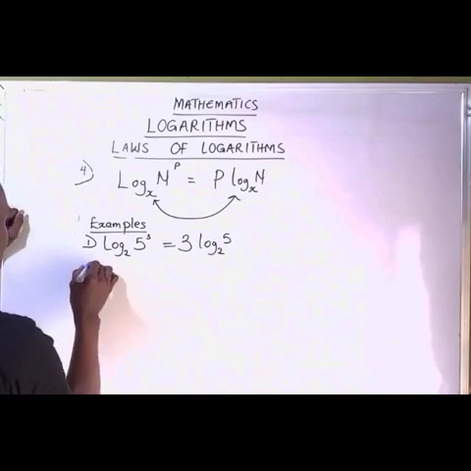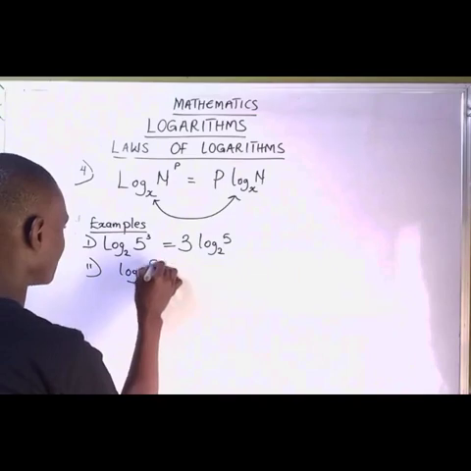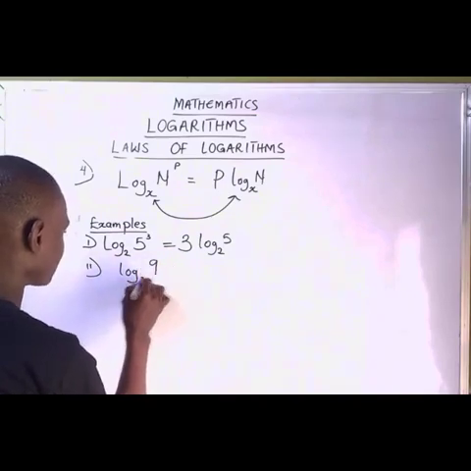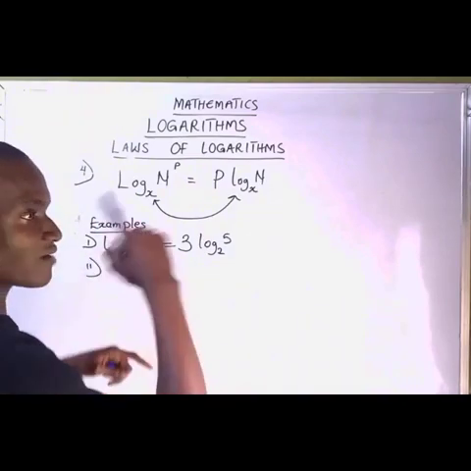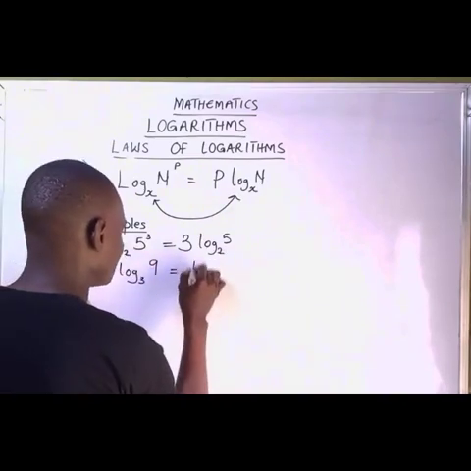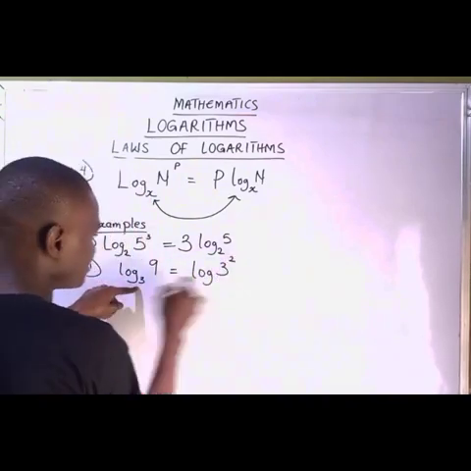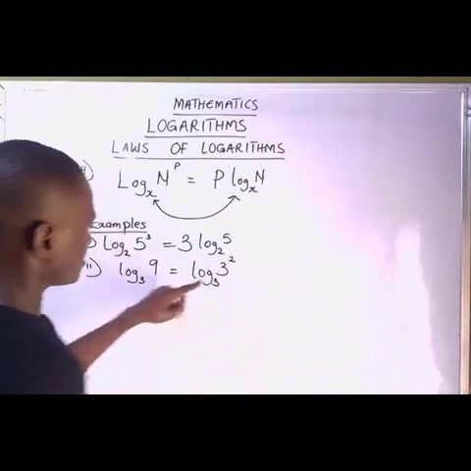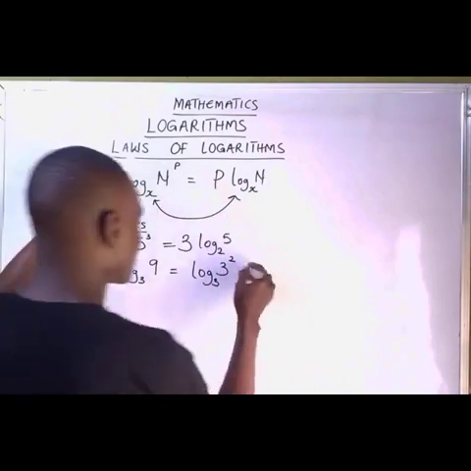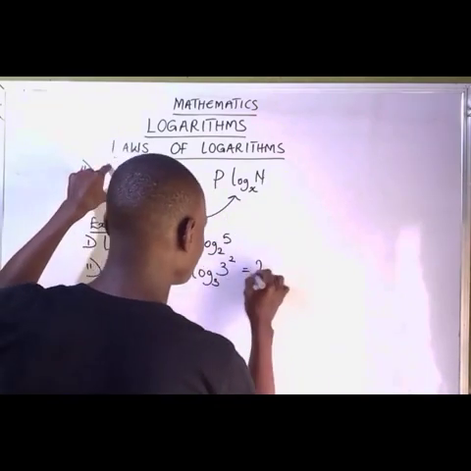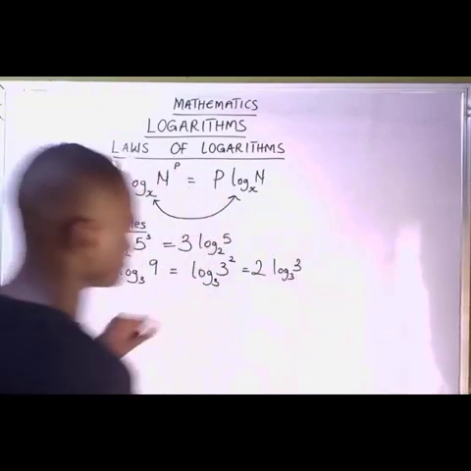Another example is this. If I have the logarithm of 9 to the base of 3, remember that 9 can be written as 3 to the power of 2. Then I have the logarithm of 3 to the power 2. Then the base is what? Is 3. Now, what this means is that since this is not looking like the law, we can then transform this to writing 2 first, then the logarithm of 3 to base 3.